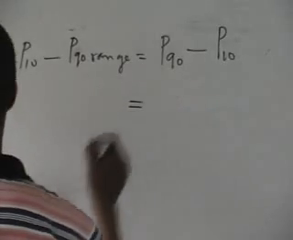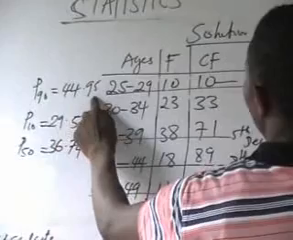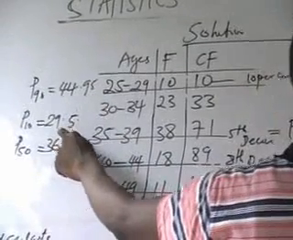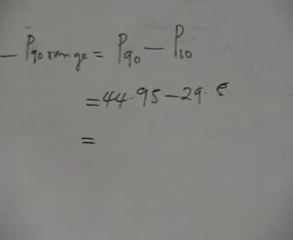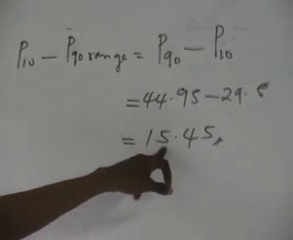So what's our 90th percentile? Our 90th percentile equals 44.95, minus the 10th percentile, which is equal to 29.5. So let us now subtract. This minus this now gives us 15.45.